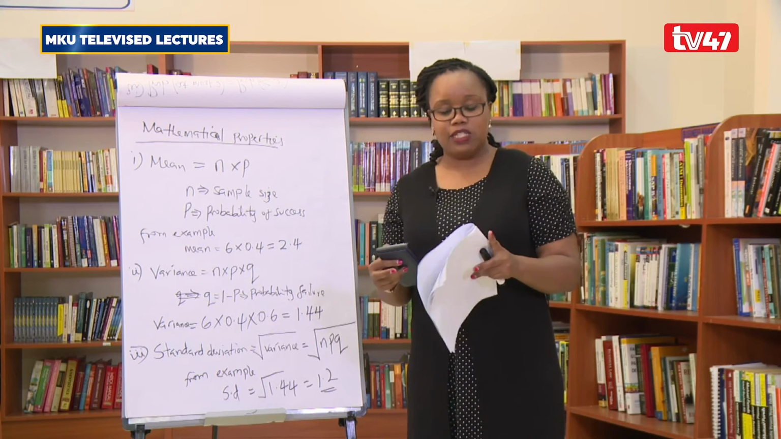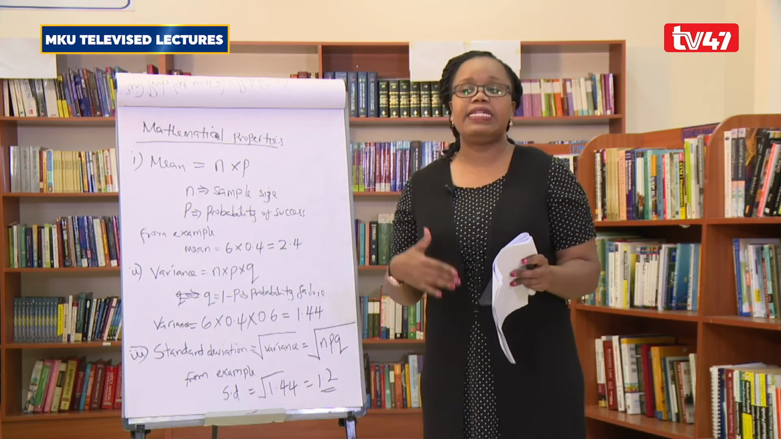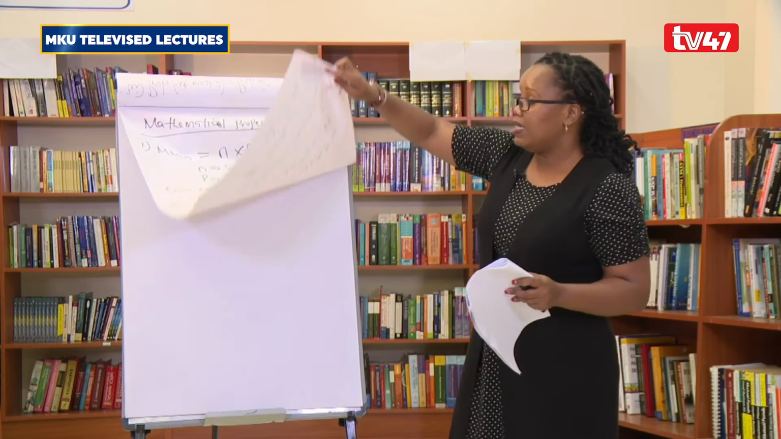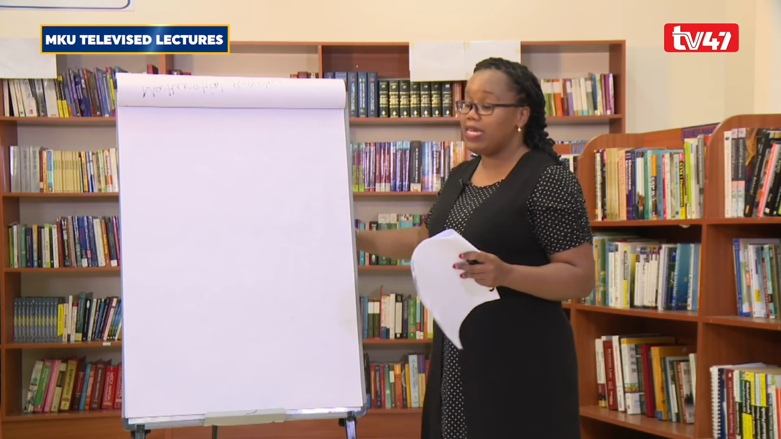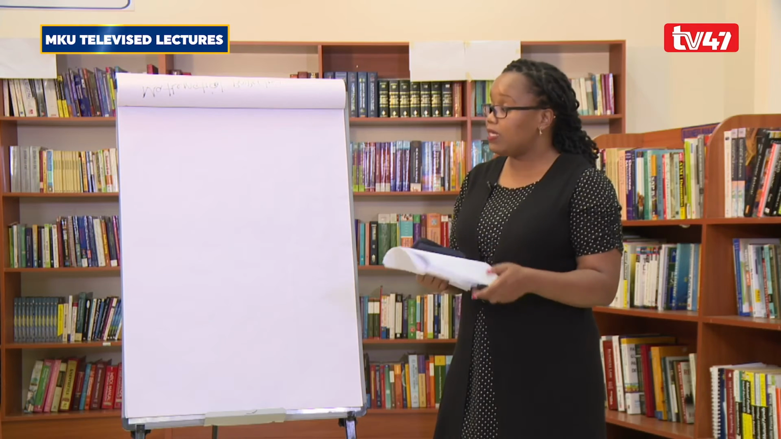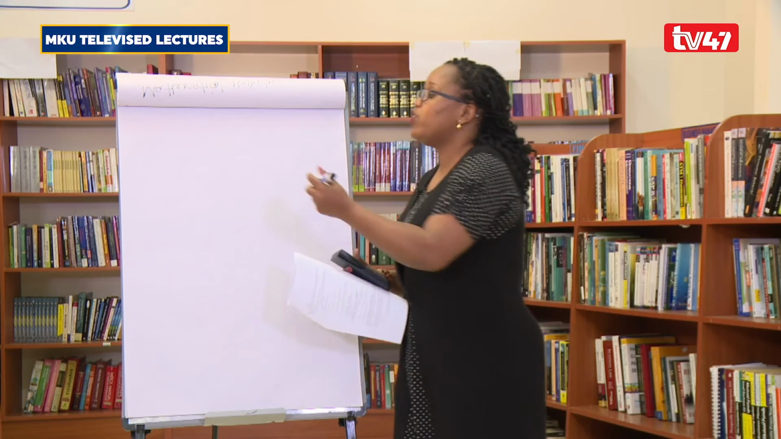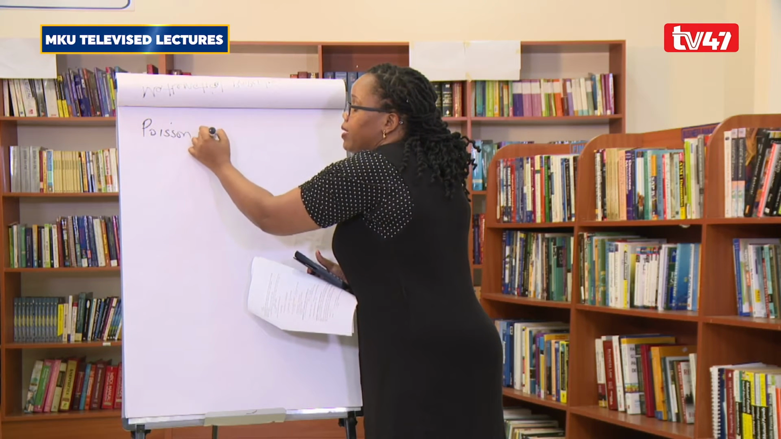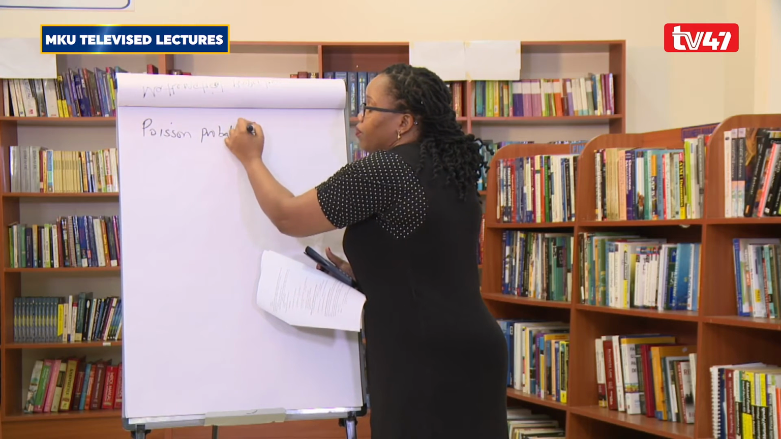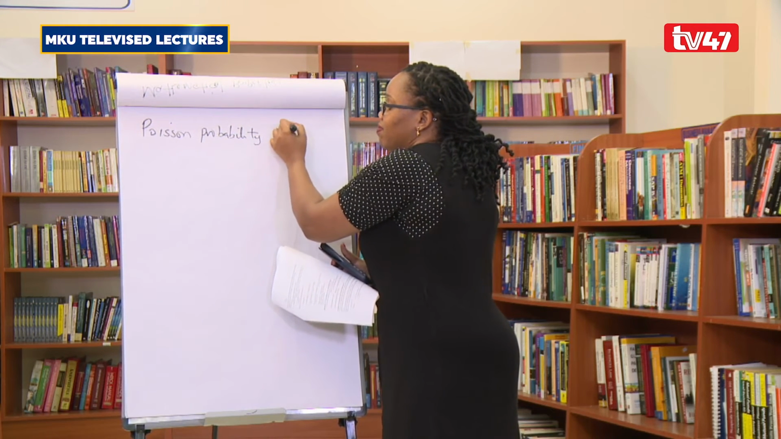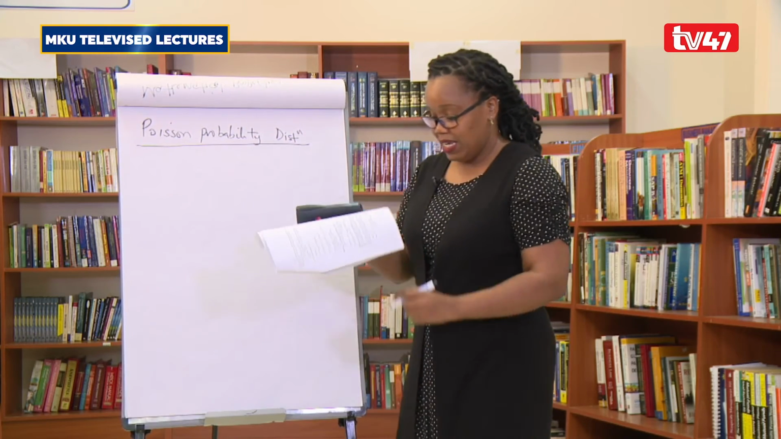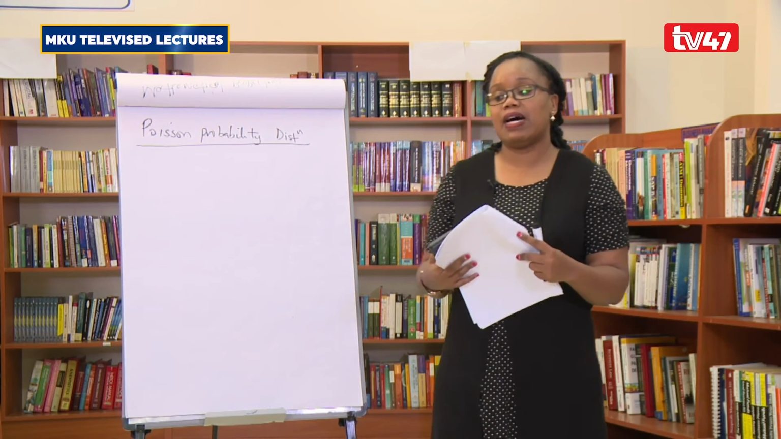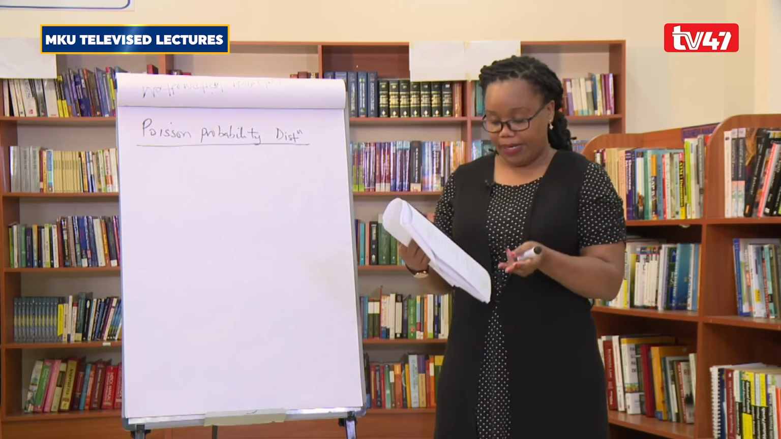Now to our next distribution, which is our last distribution for the day. It is still a discrete distribution. It is a very interesting distribution because it has some uniqueness in it. This distribution is called the Poisson probability distribution. So already we know it's a discrete distribution. That means our outcomes are whole numbers.